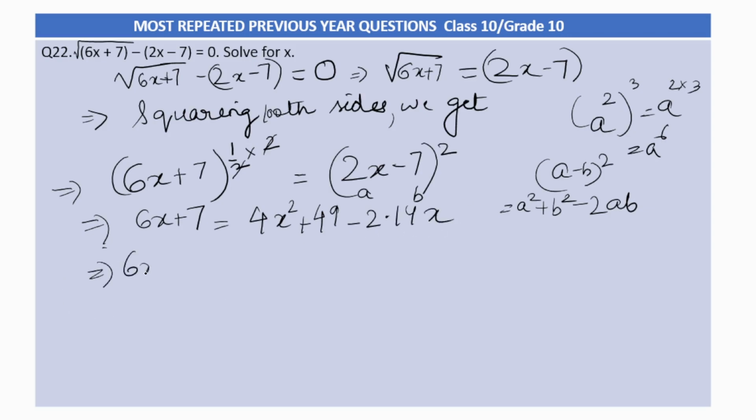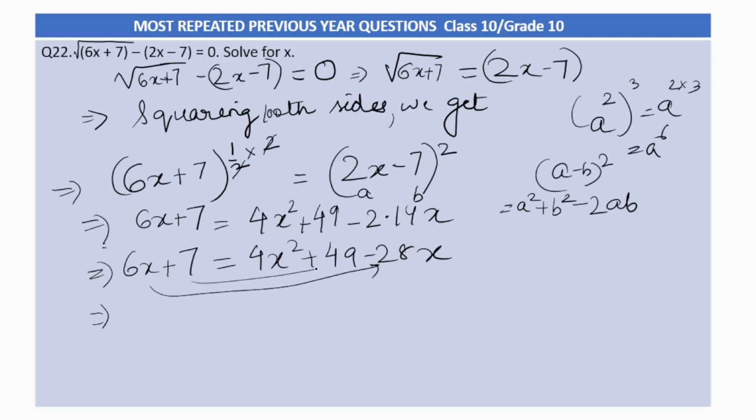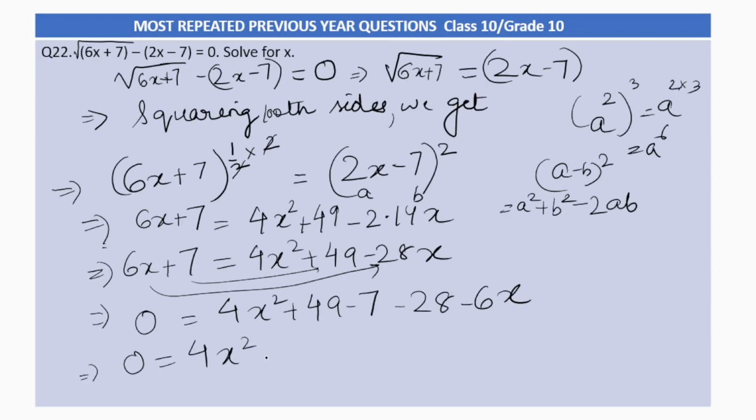Now 6x plus 7 equal to 4x square plus 49 minus 28x. Now we have to simply solve like we do a quadratic equation. We'll take this side and the 7 also this side. So what remains is 0 this side, 0 equal to 4x square plus 49 minus 7 minus 28 minus 6x. So it will become 0 is equal to 4x square plus 42 minus 34x. So let's solve this question here.